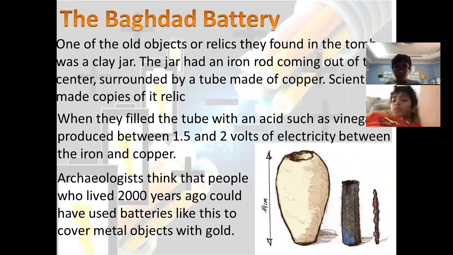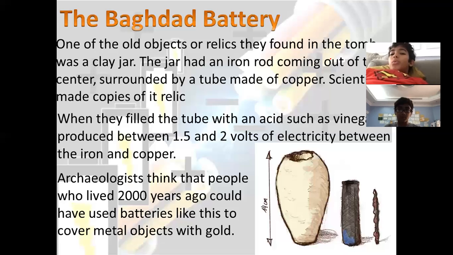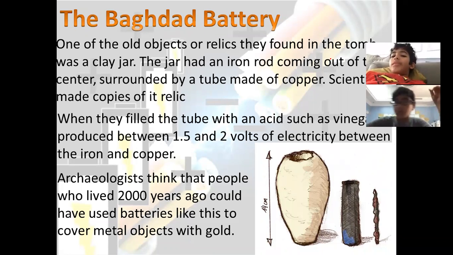And we have Laith. Okay, Laith, do you have the mic? The Baghdad Battery. One of the old objects or relics they found in the tomb was a clay jar. The jar had an iron rod coming out of the center.